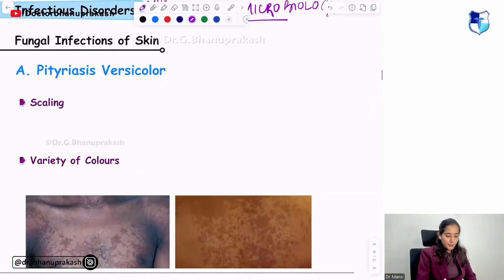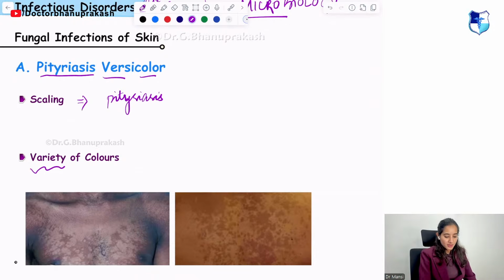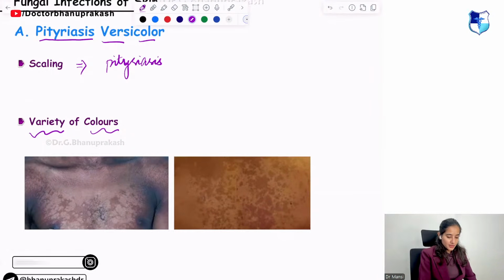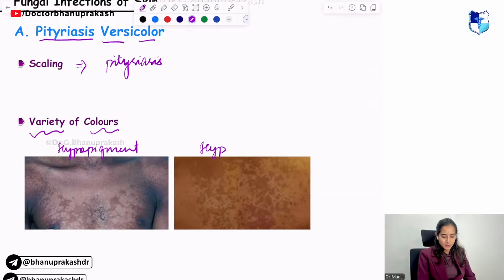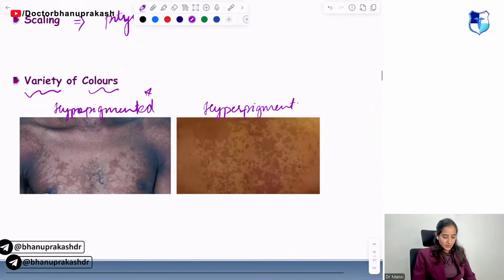The Pityriasis word is going to remind you of scaling. So Pityriasis means scaling. And the versicolor, the versi is variety of colors. Why variety of colors? They have different variants. There is one which is hypopigmented variant where the pigment production is reduced, and there is one which is hyperpigmented variant. Hypopigmented you often see in OPDs. It's a little commoner. Hyperpigmented is a little less common.